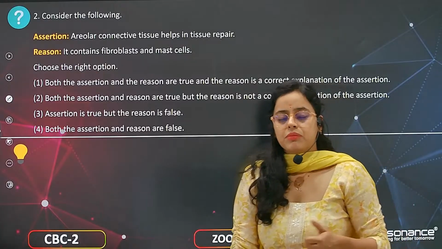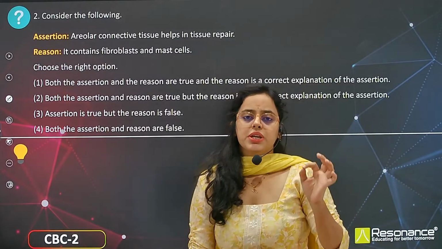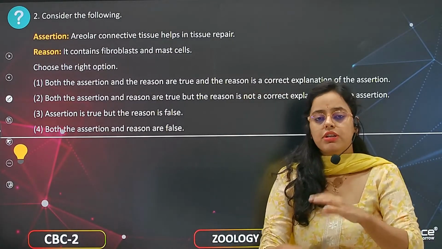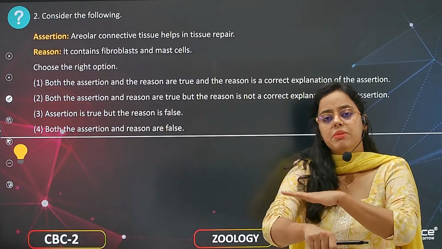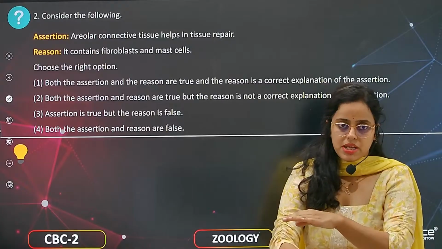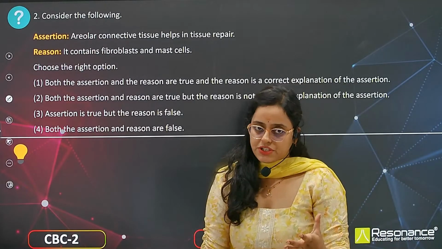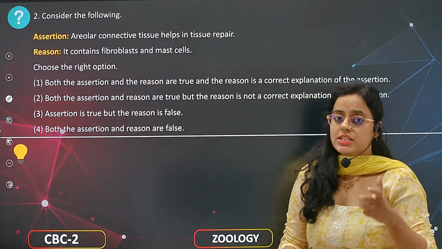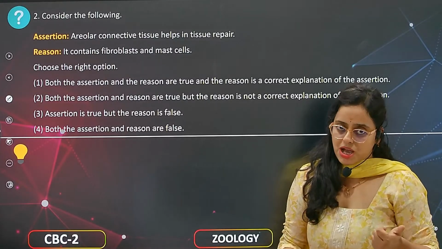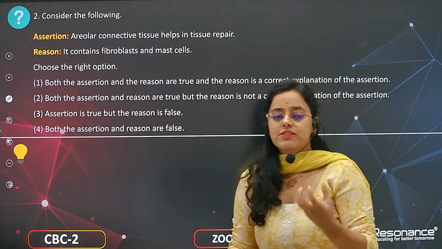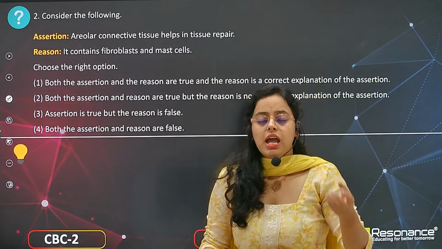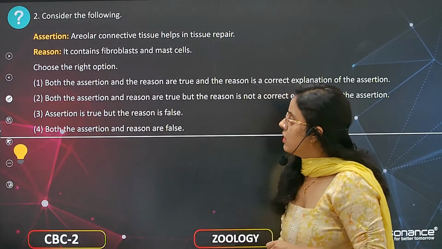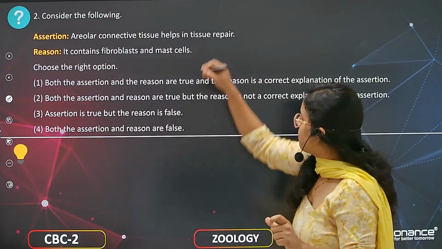Consider the following. Assertion: irregular connective tissue helps in tissue repair. That is correct. If you see in the skin, in the arm also, just beneath the epithelial tissue there is a basement membrane, and just beneath the basement membrane we have connective tissue. Which type of connective tissue? Areolar connective tissue. This consists of various types of cells, that is fibroblasts and mast cells. Fibroblast, what is the function of fibroblast? They form fibers, and these fibers are required for tissue repair, right? So what is the answer over here? Does the areolar connective tissue help in tissue repair?